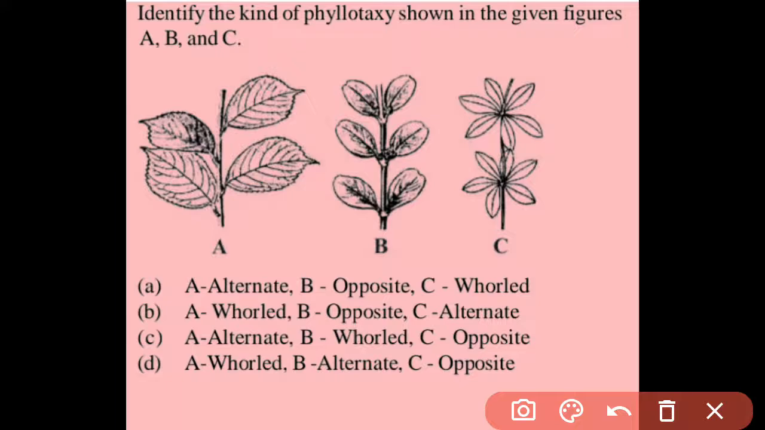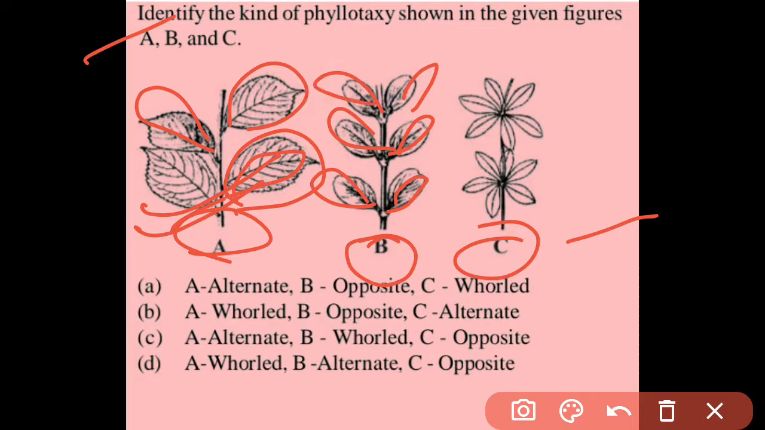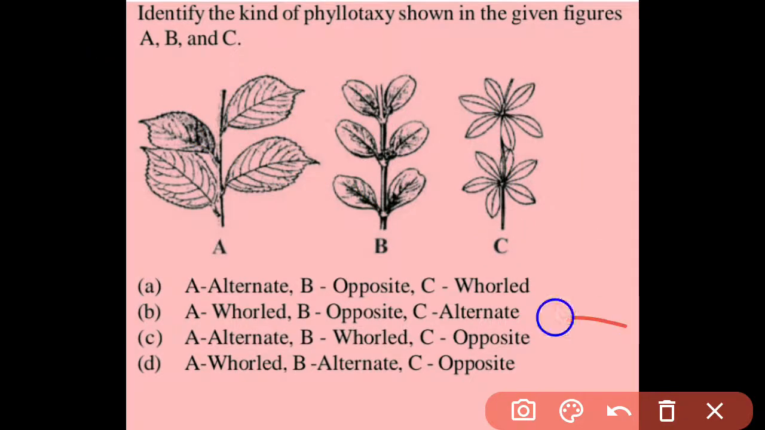Question is, identify the kind of phyllotaxy shown in the given figures A, B, and C. Here you can see three types of figures are given. In the first figure it is basically alternate, because you can see the first leaf is here and the second one is here, so that's why we call it alternate. Second one is opposite. You can see both the leaves are in opposite direction, that's why it is opposite. And the third one is whorled, so option A is correct. Okay, let's move on. Next question.